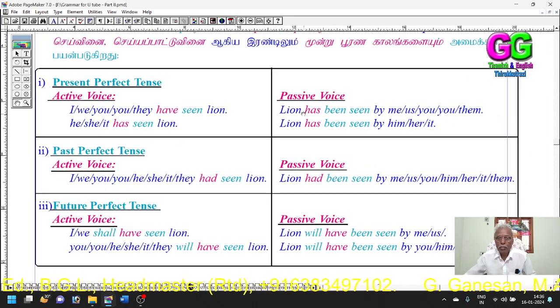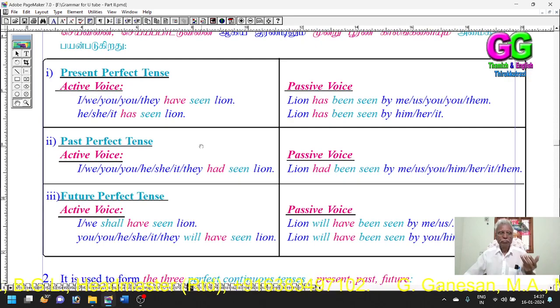Passive voice: the lion has been seen by all. Here also the lion has been seen, because the subject is the lion, so we use the same form for all the eight subjects. The lion has been seen by me, by you, by him, by her, by us, by them, etc.